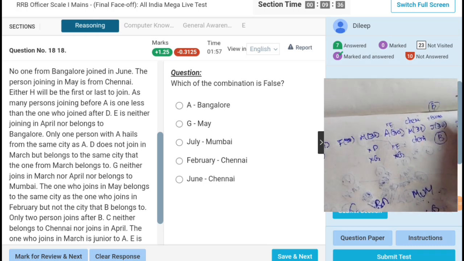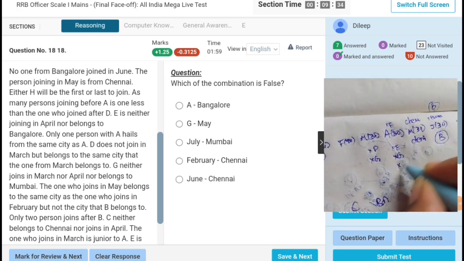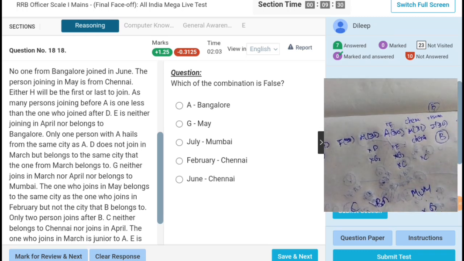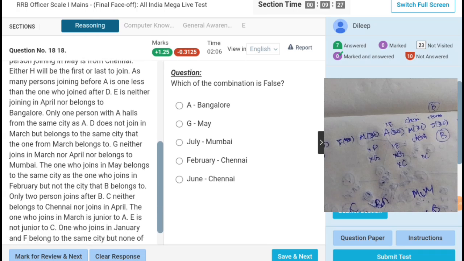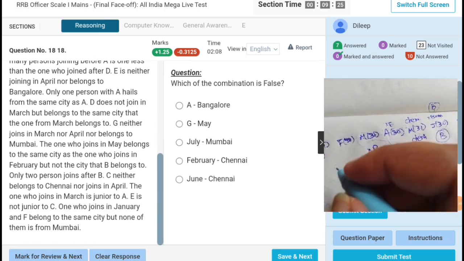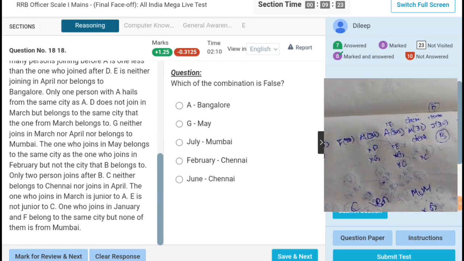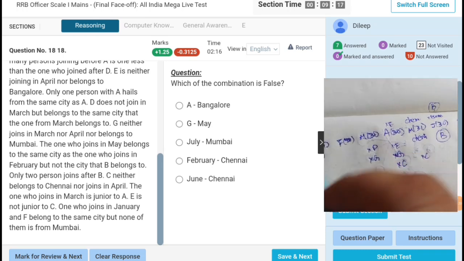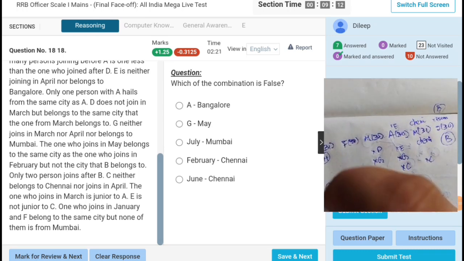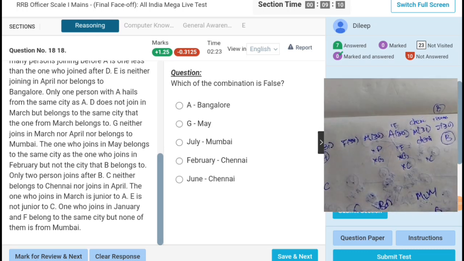C is neither Chennai nor in April. The one who joins in March is junior to A. He is not junior. The one who joined in January and F belong to the same city. None of them is Mumbai.